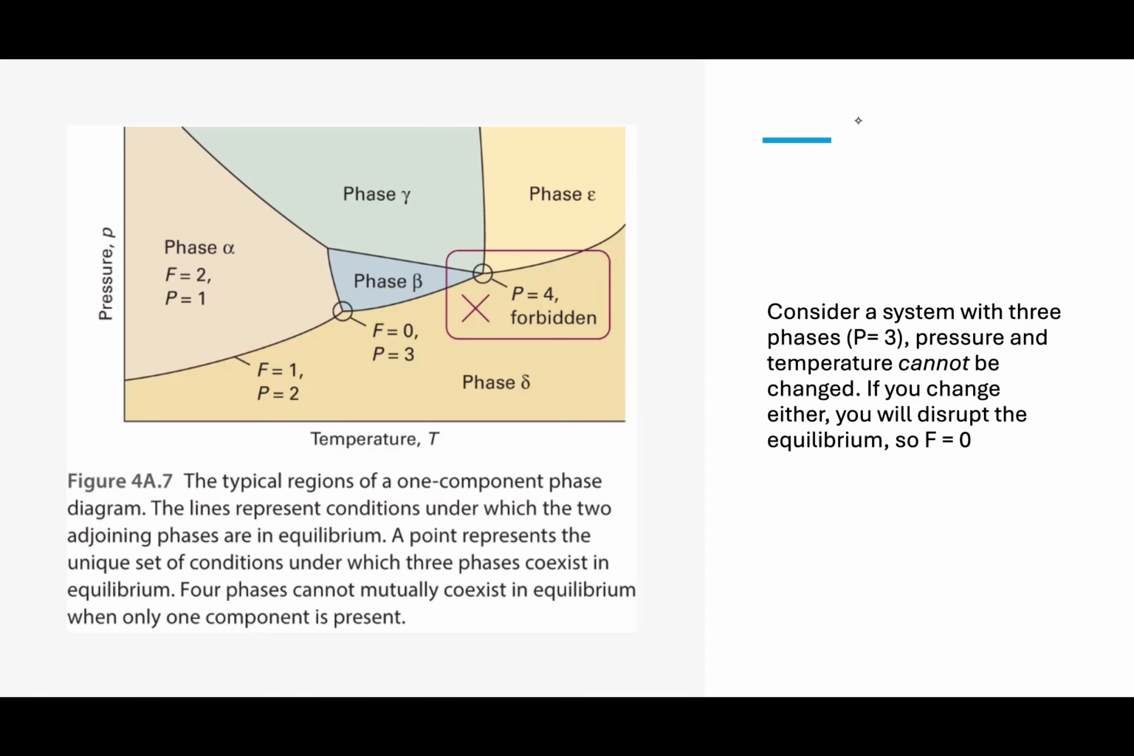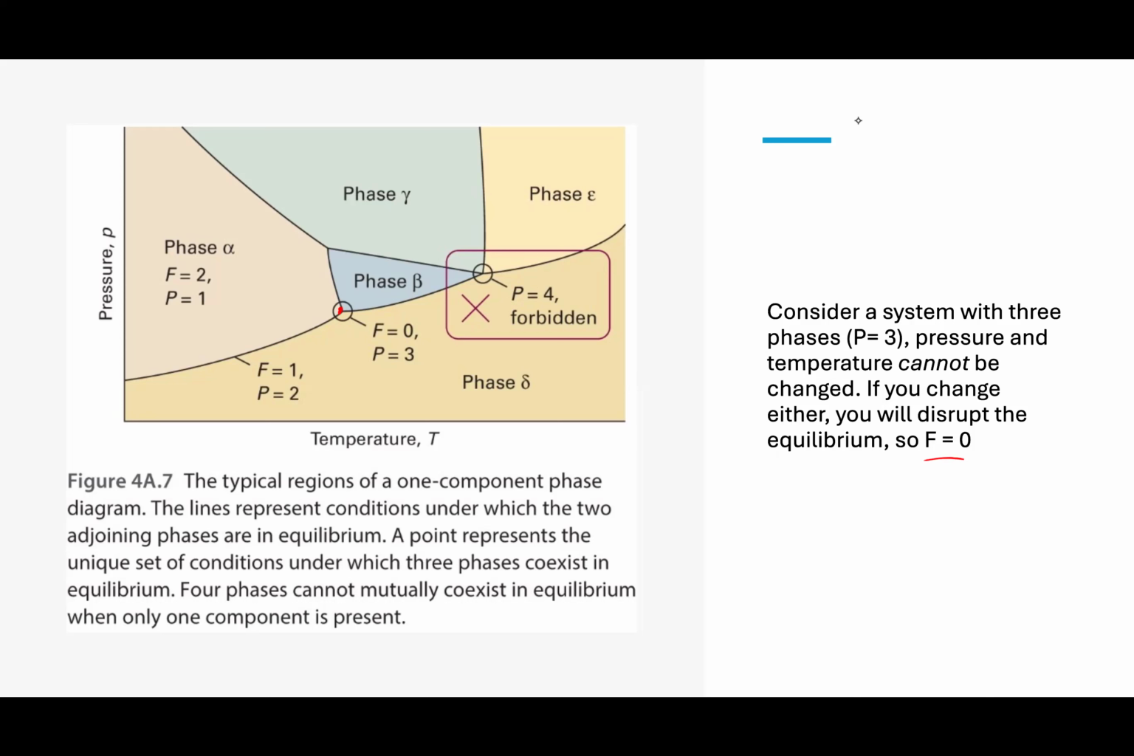If we look at a system with 3 phases, here we are right in the middle where 3 phases meet. Neither pressure nor temperature can be changed, because if you change away from this spot, then you end up in a different phase, or with a different mixture of phases. If you change either pressure or temperature, you go away from that point, and so you're not going to have the same number of phases. So in this case, the number of variables you can change is 0.